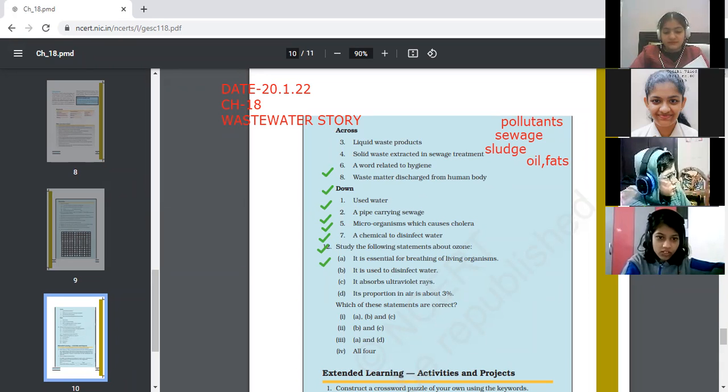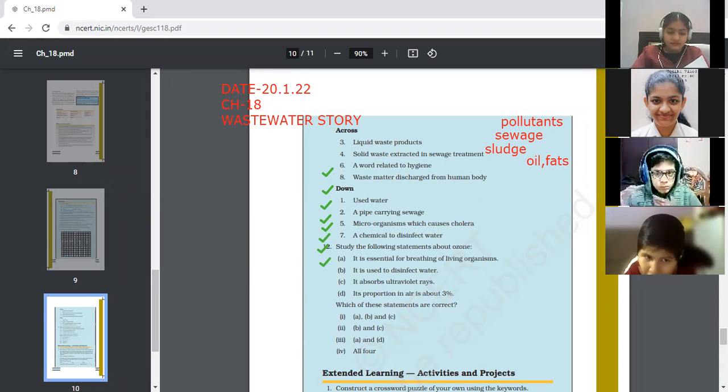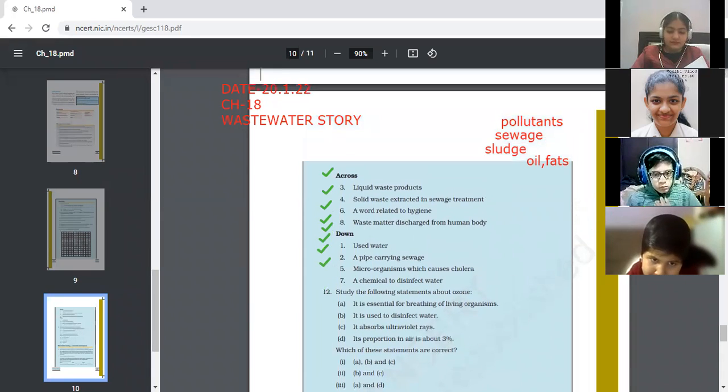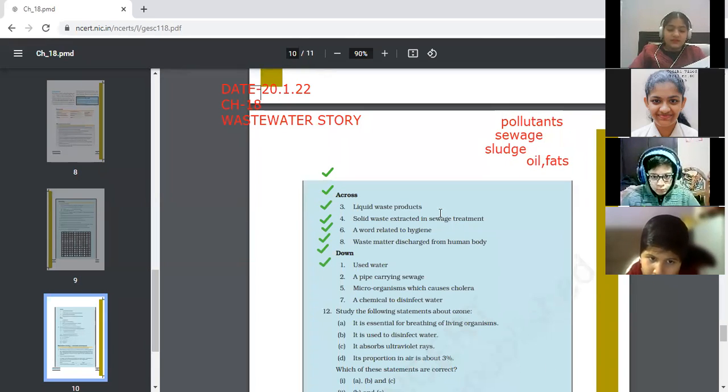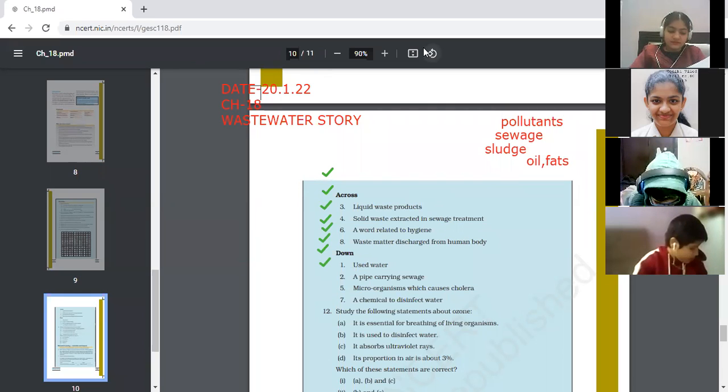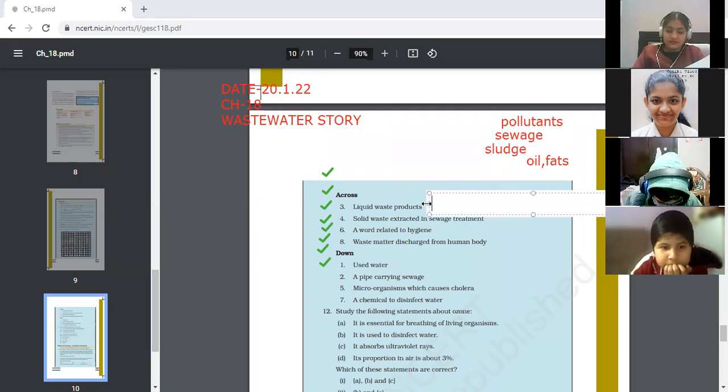Okay. Next, the crossword puzzle is there. So first, children, keep filling in. Across number three, we can fill in liquid waste product. What will it be? I am talking about the crossword puzzle. Sewage. Across, sewage. Yes. Liquid waste product. It will be sewage. I think this word fits.